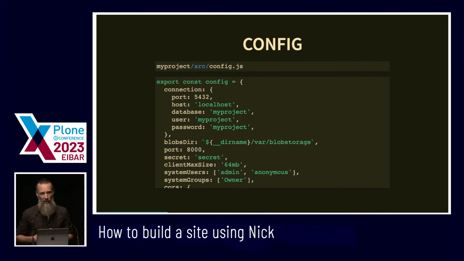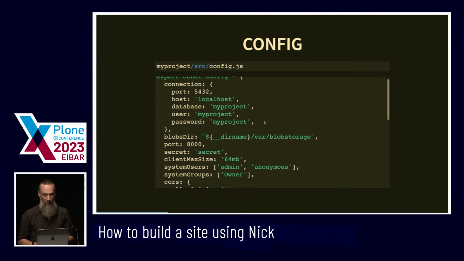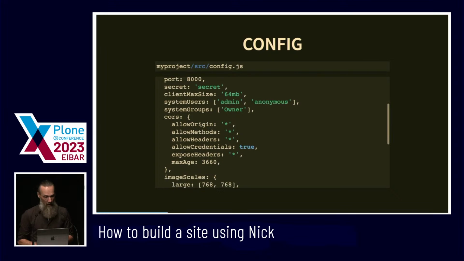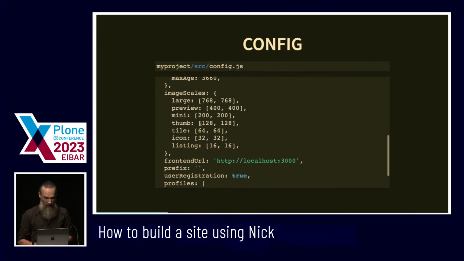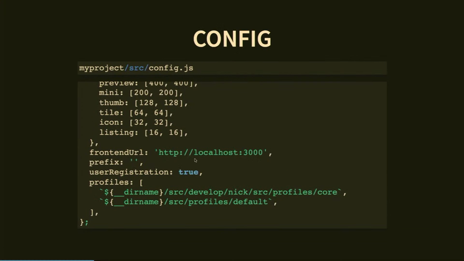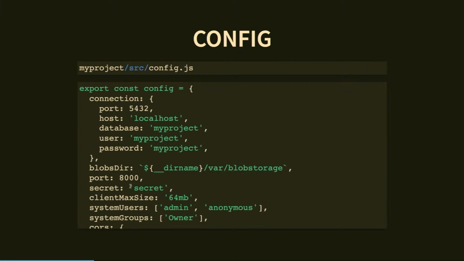This will also generate a configuration file, which we'll have a look into in more detail every step when we add stuff. But by default, it has some basic stuff in there. So, obviously, my connection strings to my database, where my blobs are stored, which port I'm running. Some image scales are in there, what my front-end URL is, and profiles, which I will get into, what those are and how they work.